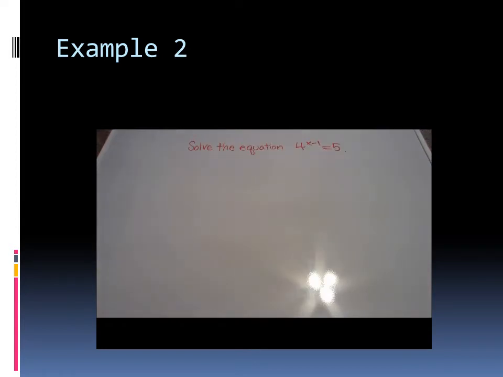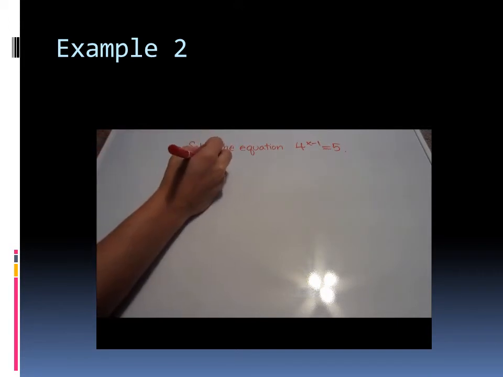Now we're going to solve the equation 4 to the x minus 1 power equals 5. There's no way to set these equal to the same base, because 4 is 2 squared, and 5 can't be written as a power of 2. So instead, we're going to take the log of both sides. That was our second technique.